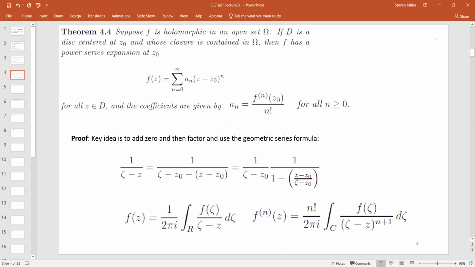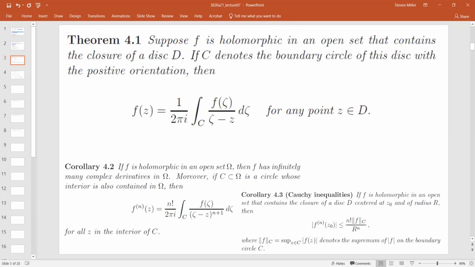Right. So theorem 4.4. Suppose f is holomorphic in an open set omega. If D is a disk centered at z naught, and whose closure is contained in omega. So again, basically saying, nice region, I have the interior, and I have a little bit beyond the curve as well, so I can do anything I need to. I have a power series expansion for my function. My function is analytic. It's given by a Taylor series. Not only is it given by a Taylor series, but it's given in a constructive way. I can actually tell you what the coefficients are, by just using the formula from the previous page.